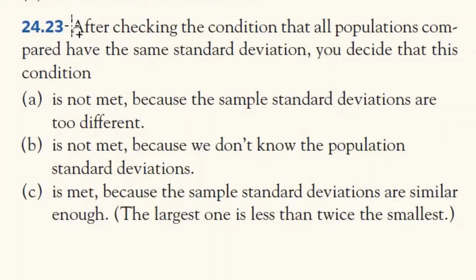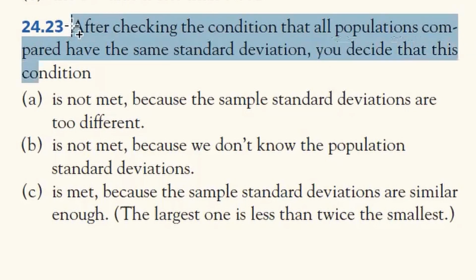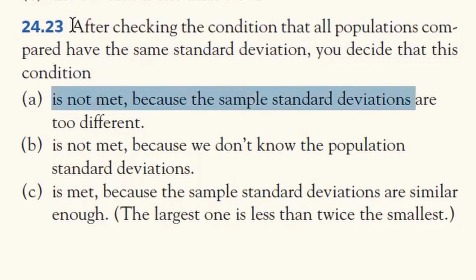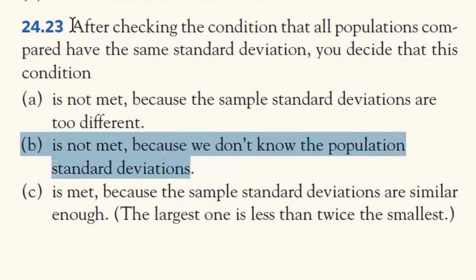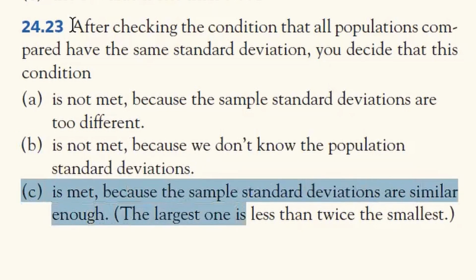Let's see this question. After checking the condition that all populations compared have the same standard deviation, you decide that this condition A is not met because the sample standard deviations are too different. B is not met because we don't know the population standard deviations. Population standard deviations, again, we're not looking at those, we're looking at the sample standard deviations. C is met because the sample standard deviations are similar enough. The largest one is less than twice the smallest.